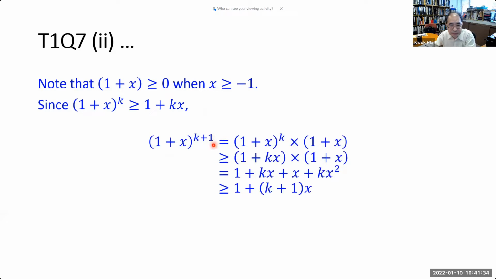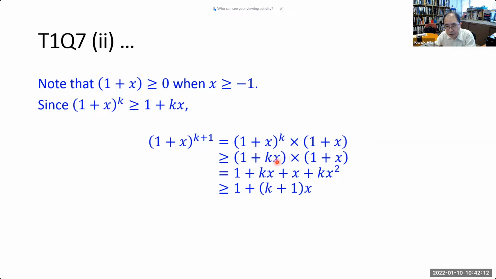You look at it: 1 plus x raised to the power k plus 1 is equal to the product of them. This is 1 plus x, and this is 1 plus x to the power k. Now by the assumption, this one is greater than 1 plus kx, so we apply the assumption and put it here.